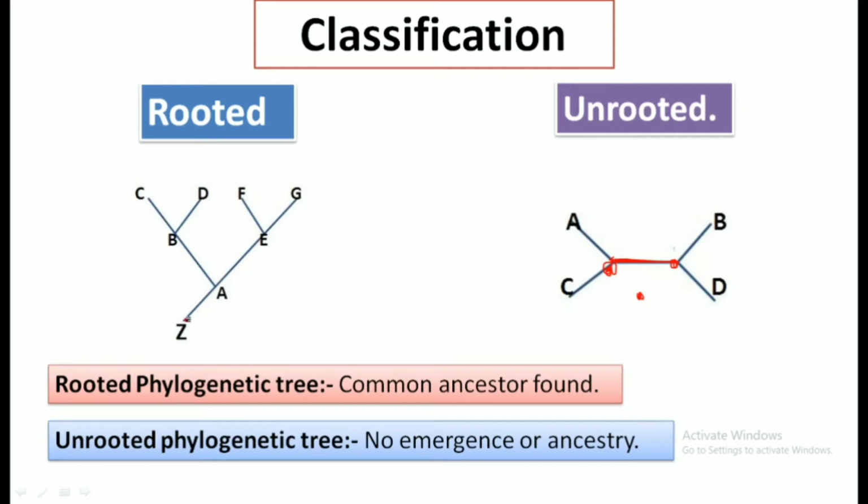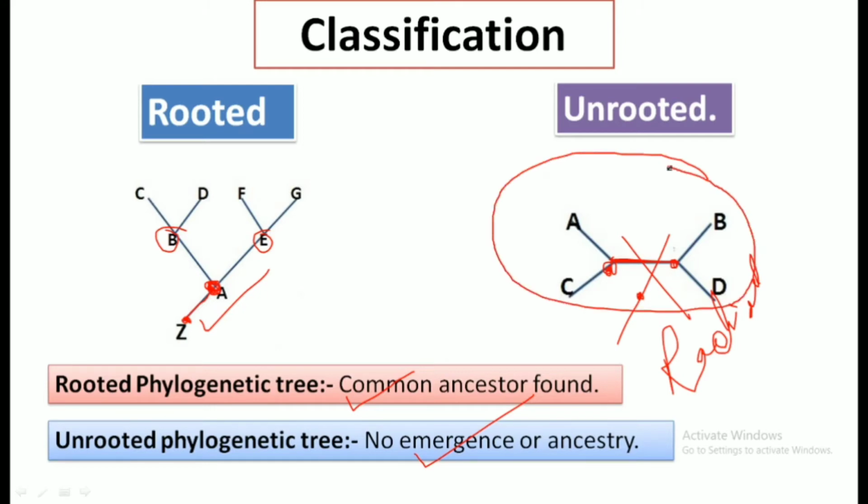Like here you can see this is the single point of emergence from where all the species originated, or this can also be considered as the point of emergence from where species E originated, species B originated. So in the rooted type you can see the point of emergence, and so here a common ancestor is found. But in the unrooted type you cannot find the emergence, so there is no such ancestry. This unrooted type is also known as the radial type of symmetry. Here you can see the radial symmetry because they don't have any emergence.